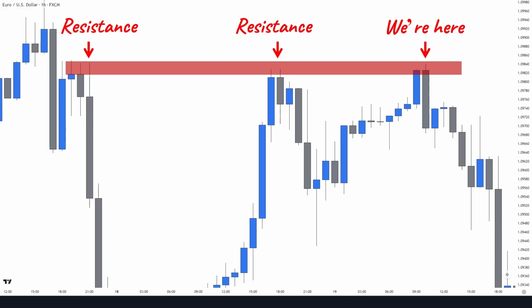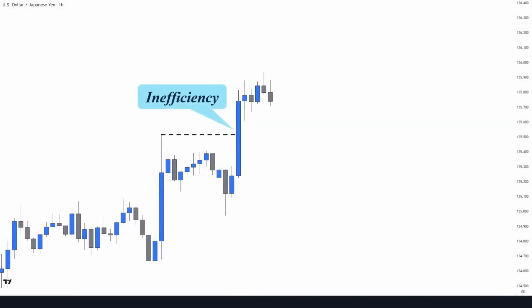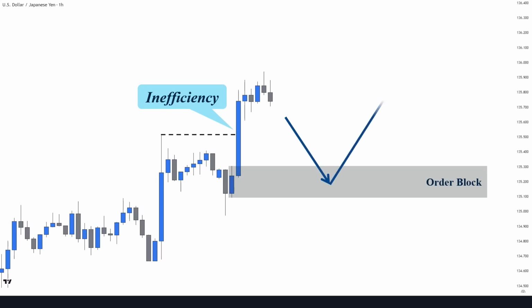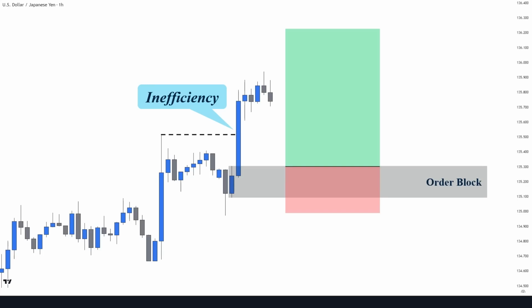On the contrary, look at another example. Here in the 1 hour time frame, we have a move with obvious inefficiency breaking above the previous market structure. So here, if the price manages to pull back to the order block zone, it would be a perfect opportunity to enter a long position, set our stop below the swing low, and target the next level of market structure in front of the price.